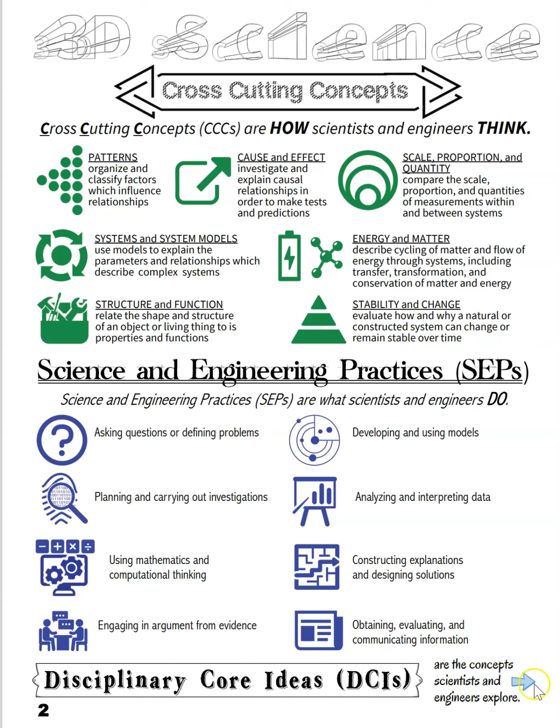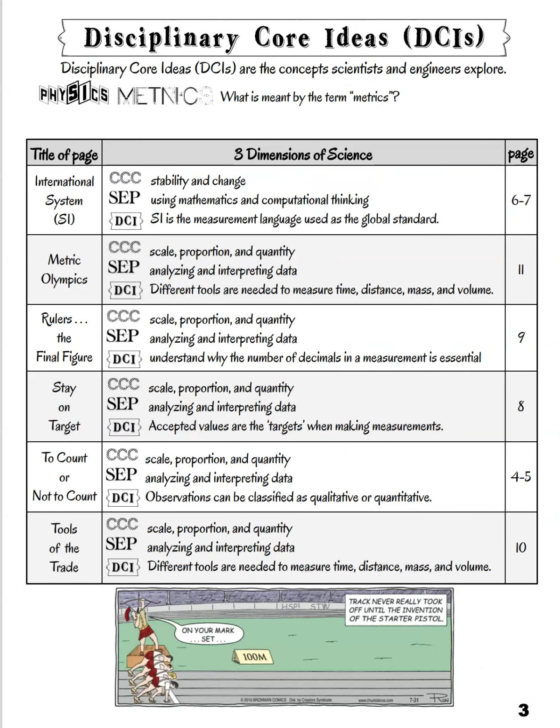Page 3 is where the specific ones for each study guide will be listed. So we put these in alphabetical order according to the title of the pages in the study guide, and then what the page number is to find that particular page that we're working on in class.